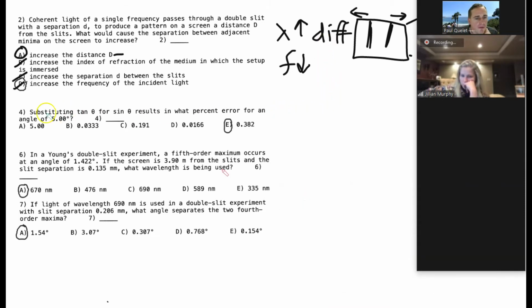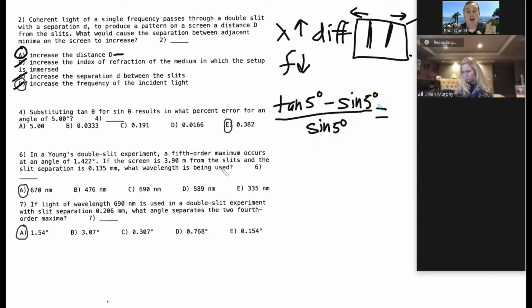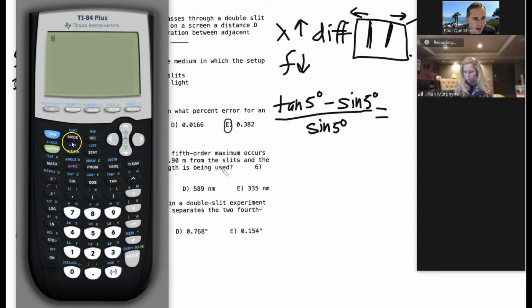Let's have a look at number 4. Substituting tan theta for sine theta results in what percent error for an angle of 5 degrees? Probably tan of 5 degrees minus the sine of 5 degrees divided by the sine of 5 degrees. Think of tan theta as our experimental value, and sine 5 degrees is sort of our original value. Let's see, I gotta make sure this calculator's in degree mode.